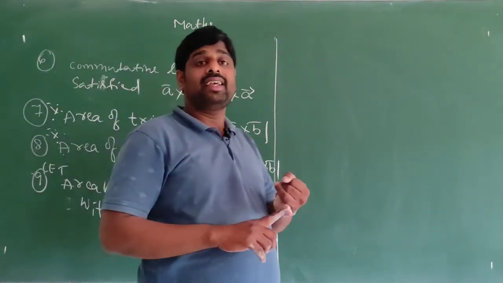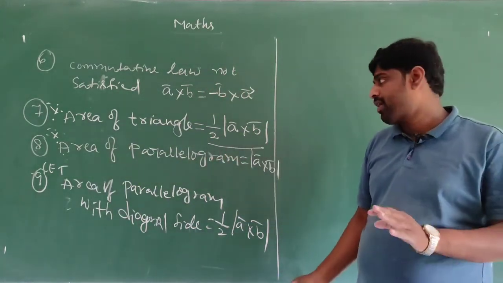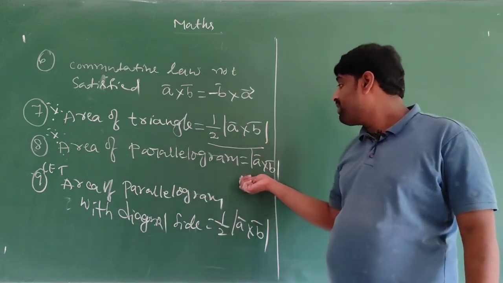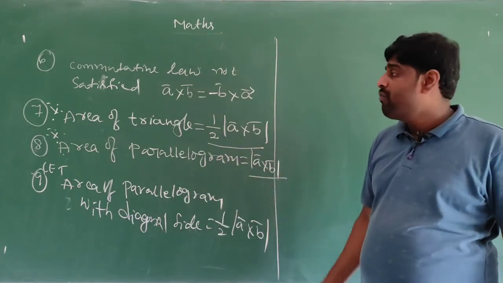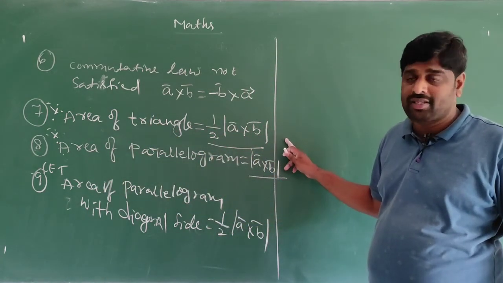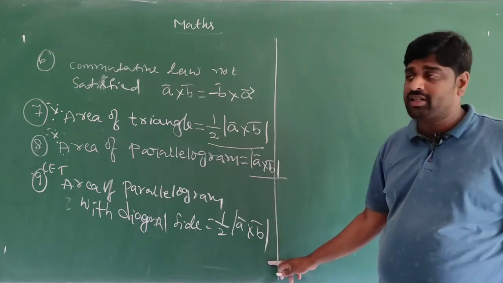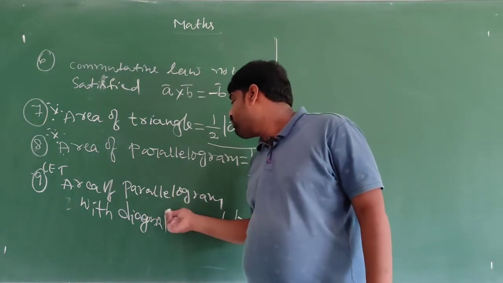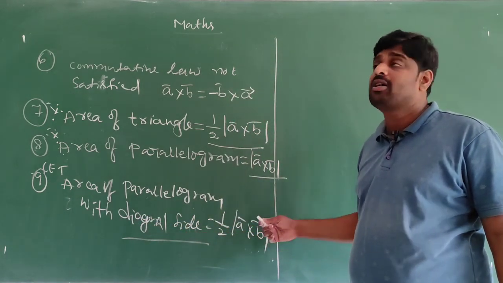Area of a triangle is 1 by 2 magnitude of A bar cross B bar. So area of a parallelogram with adjacent sides is magnitude of A bar cross B bar. When area comes, we write the unit, that is square units. Here also square units. But area of a parallelogram with diagonal sides is 1 by 2 magnitude of A bar cross B bar.